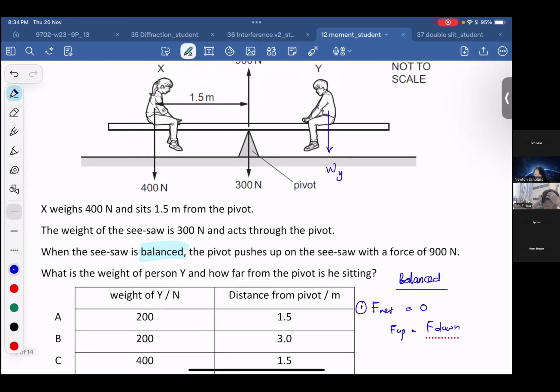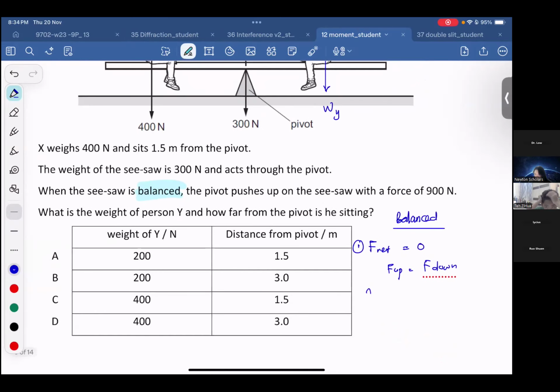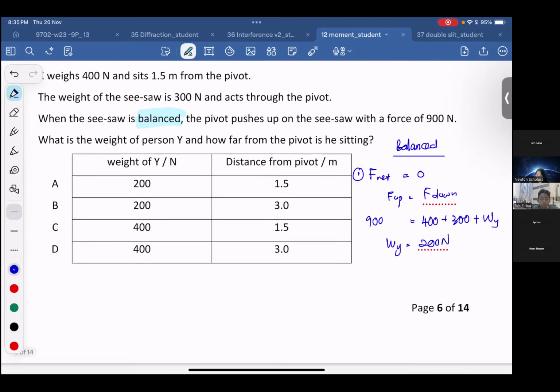Okay, downward, upward force, we got 900. How about downward force? I got 400 plus 300, and I got the weight for the person Y. From here, I can know what is the weight. Emily, correct. Your weight should be 200 Newton in order to balance it. So 200 Newton we need, okay? So this is the first rule.